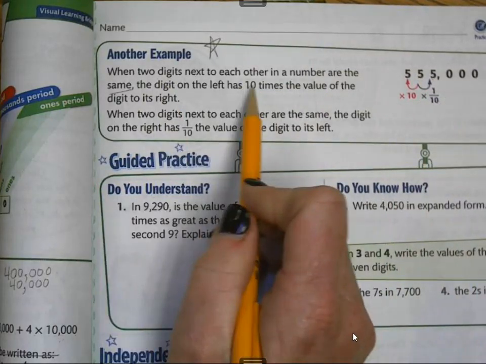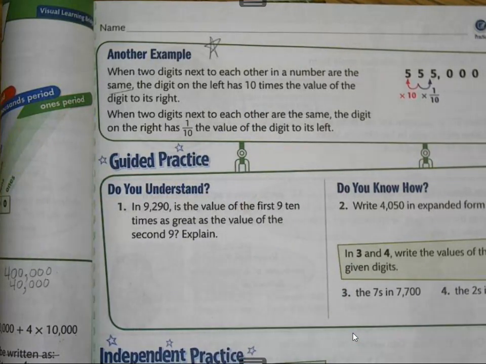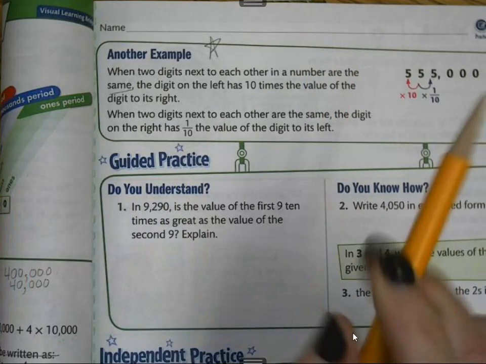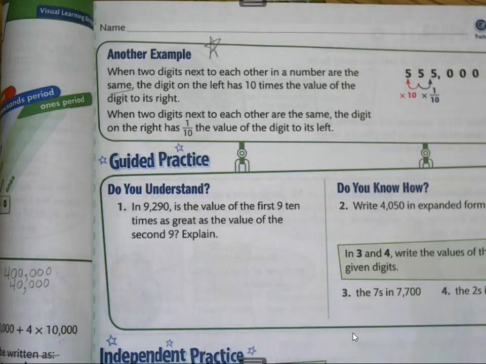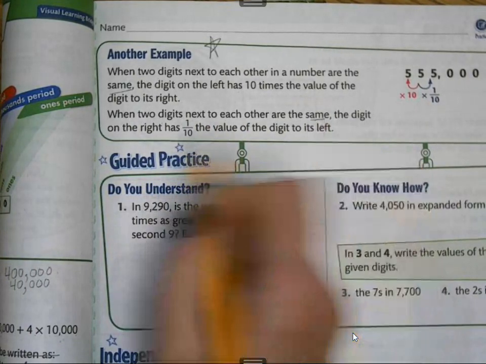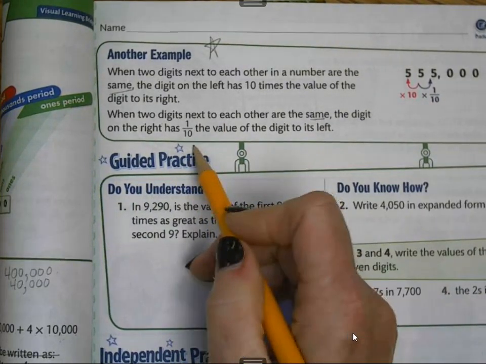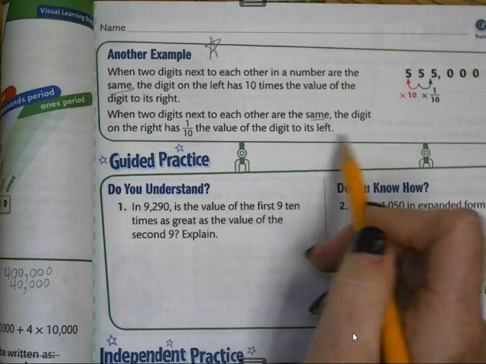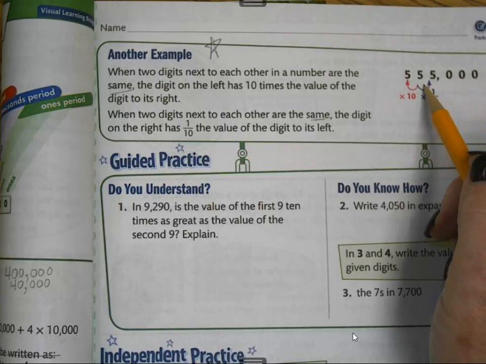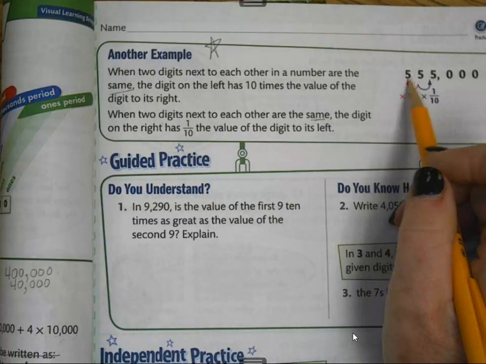But that is when the digits are the same number and you're comparing the digit to the digit to the left. All right, the digit to the left, when you're comparing it to the digit to the right. Now, when two digits next to each other are the same, the digit on the right-hand side is smaller. It has 1/10 the value of the digit to its left. So 5,000 has 1/10 the value of 50,000, and this 50,000 has 1/10 the value of 500,000.